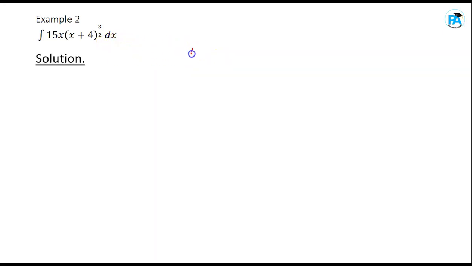Let's assume you want to use substitution for this. So let u equal x plus 4. Are you following? Now, when we find du over dx, it will give us 1, because x is exponent 1. 1 times this is 1, 1 minus 1 is 0, x exponent 0 is 1, so it's 1. Du over dx is equal to 1.